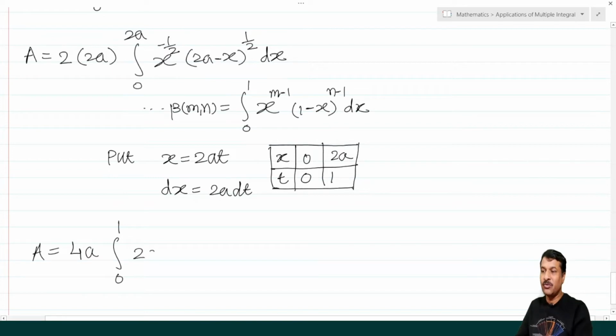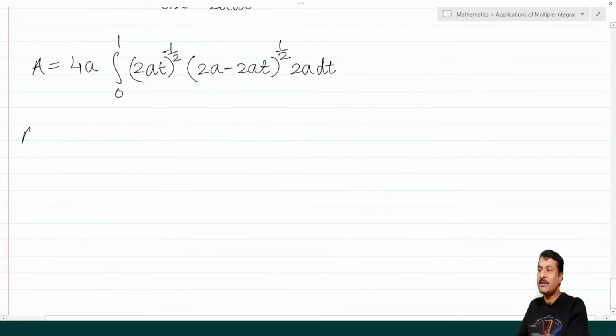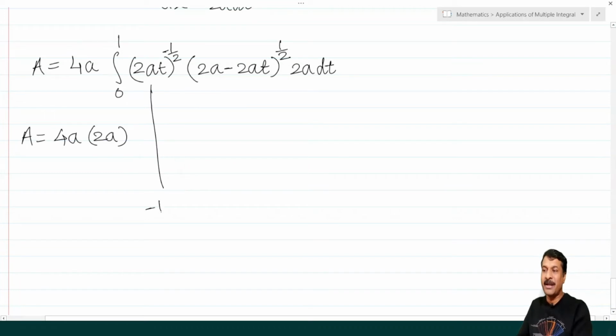So it is (2at) raised to minus half into (2a minus x), means (2at) raised to half, and dx is 2a dt. So note that here outside 4a, and now 2a is constant here, here and here. So what is the power of 2a? Here I am getting power of 2a as minus half. Here I am getting 2a common, so plus half, and here it is 1. So finally I am getting power 1, means only 2a. And inside the integration 0 to 1, t raised to minus half into (1 minus t) raised to half dt.